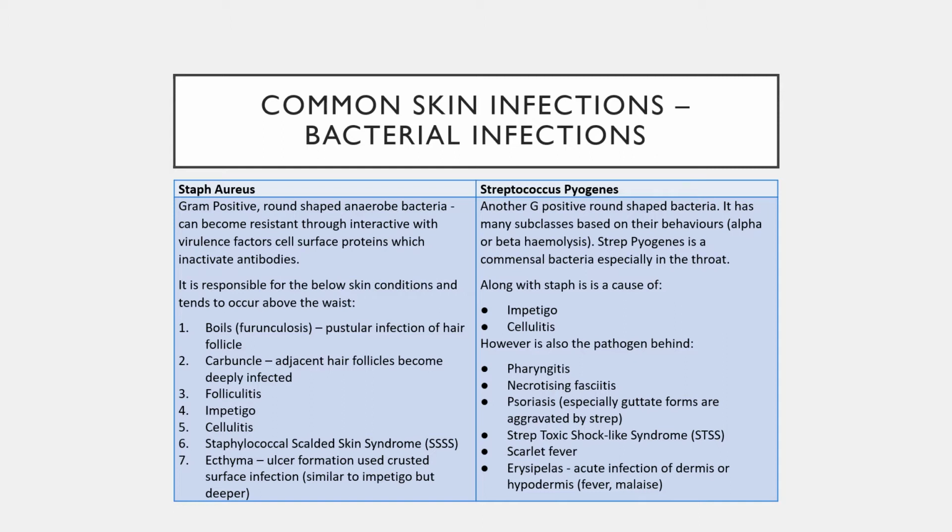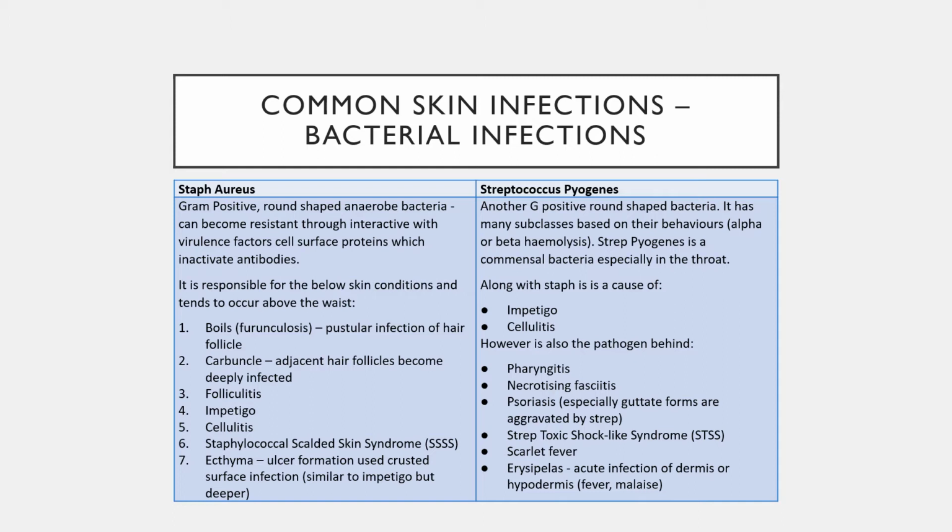If you've got psoriasis with a superadded infection, often you can get cellulitis on top of it, for example. Things like scarlet fever or strep toxic shock syndrome, or any acute infection of the dermis which causes you to become systemically unwell, typically are due to strep pyogenes. So it tends to be the nastier infection of the two, and usually requires hospital admission with IV antibiotics.